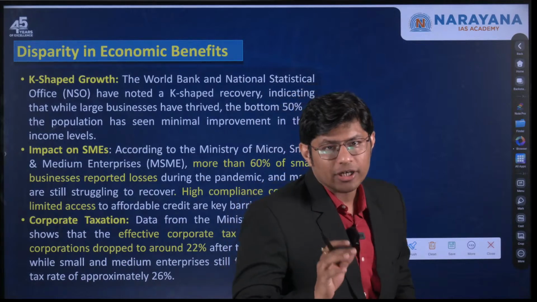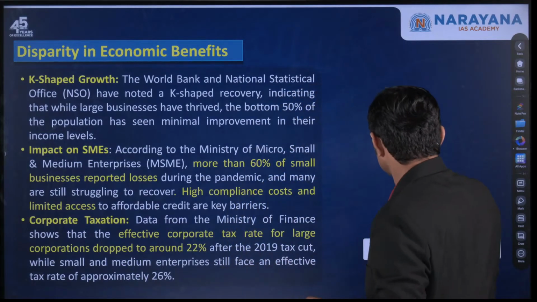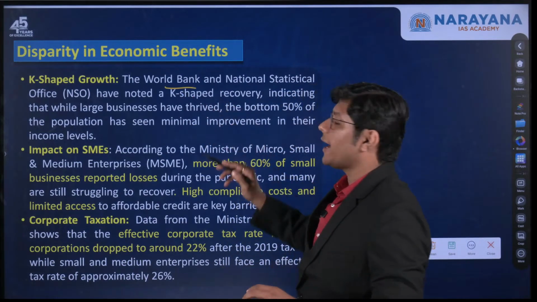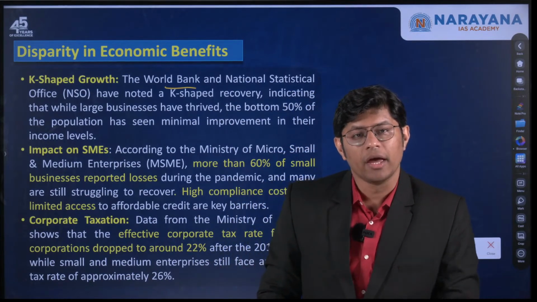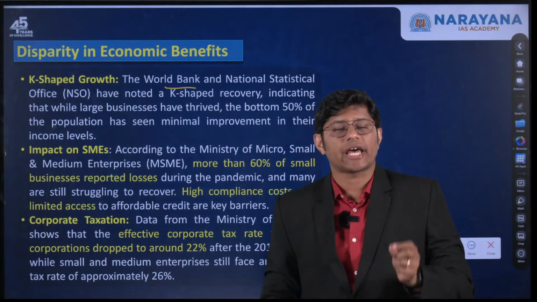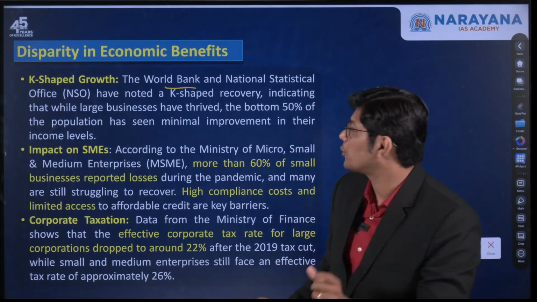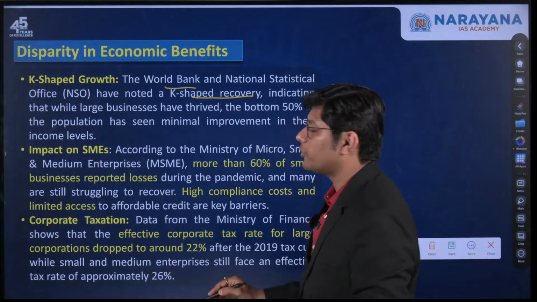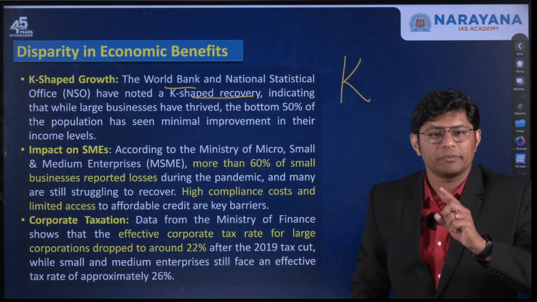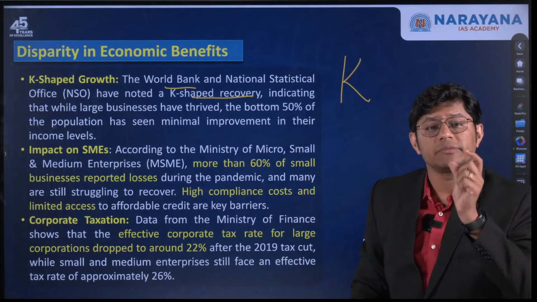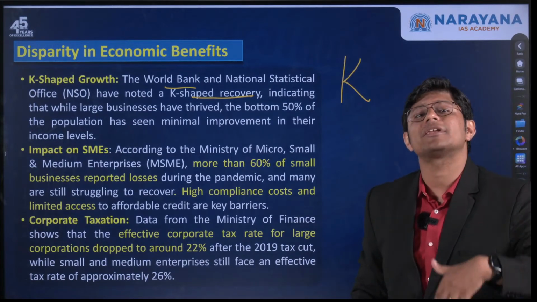Now the World Bank and the NSO, that is National Statistical Office, these two organizations have noted a K-shaped growth, a K-shaped recovery. What does it mean? This is K-shaped, which means that the larger businesses, the big businesses have thrived.